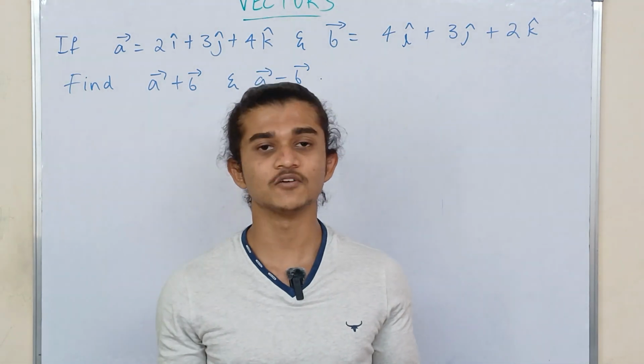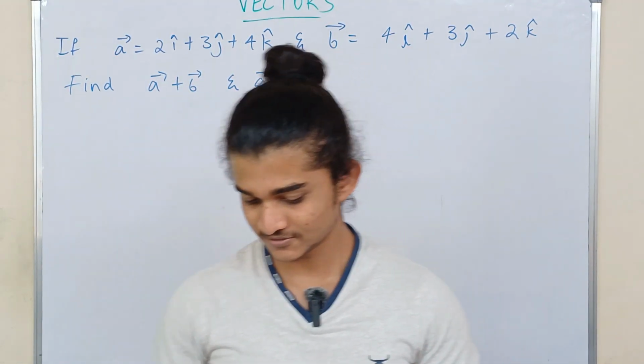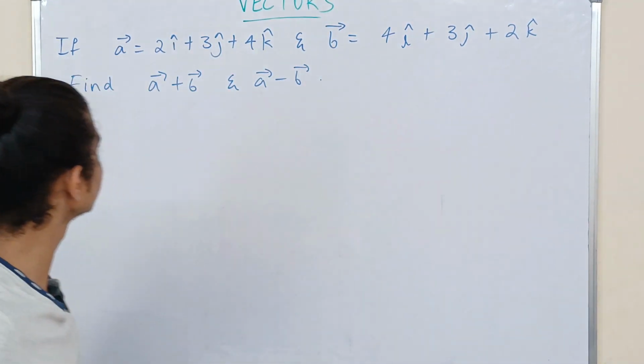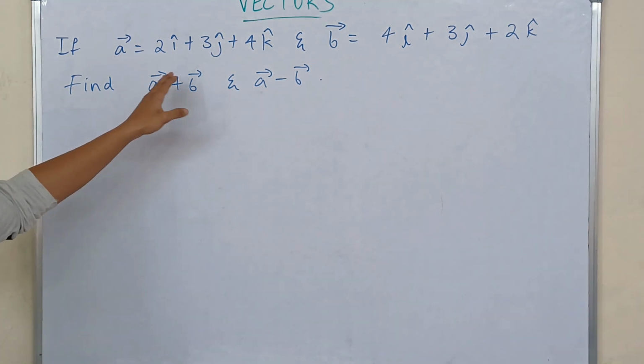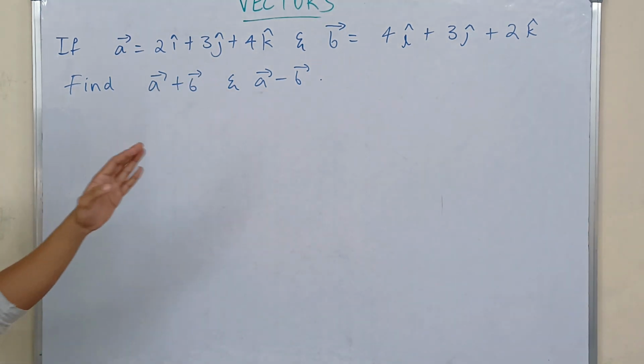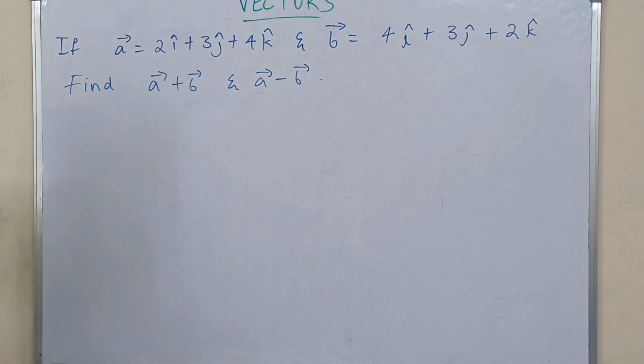Okay, now let us discuss a few problems on resolution of vectors. So the first one given is written on the board. A vector is 2 i cap, 3 j cap plus 4 k cap, whereas B vector is 4 i cap, 3 j cap plus 2 k cap.